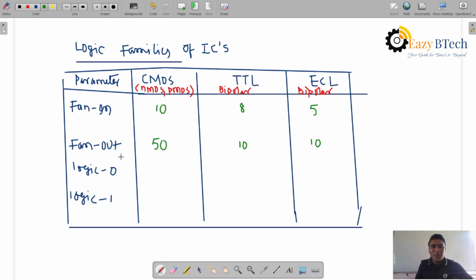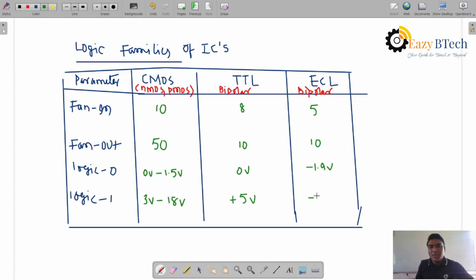Now the logic gate voltage: logic 0 is from 0 volts to, we can say, 1.5 volts. In TTL it is 0 volts only. But in emitter coupled logic it is minus 1.9 volts. For logic 1, CMOS logic can operate with voltage levels from 3 volts up to 18 volts. It is 5 volts only for the other.